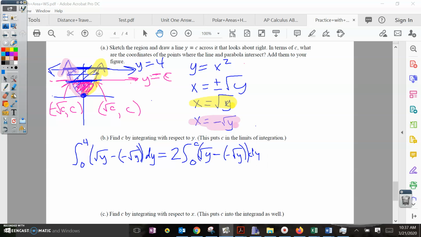and now we just need to go ahead and solve this for c. So simplifying a little bit, we end up with integral from 0 to 4 of 2 root y dy is equal to 2 times the integral of 2 root y from 0 to c.